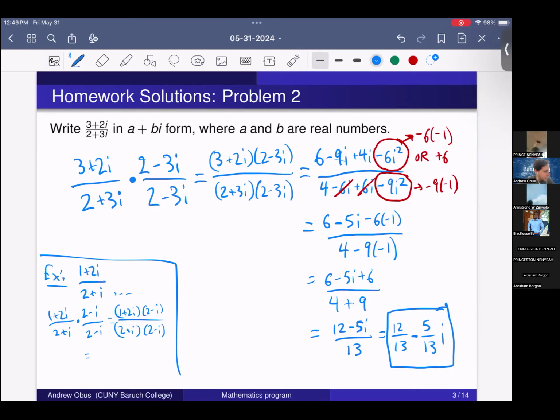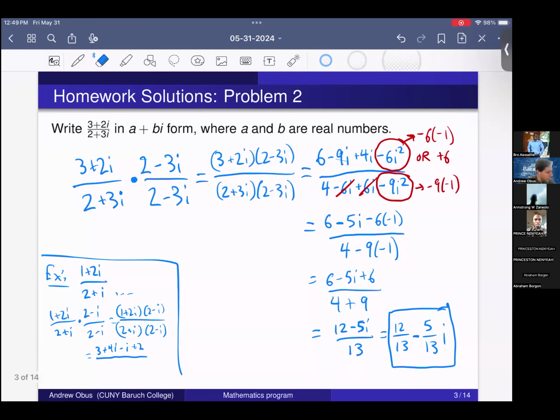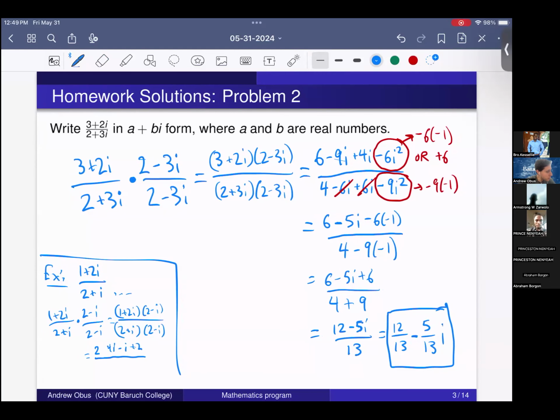And if you do this all out, this ends up becoming 3 plus 4i minus i, and then plus 2. Sorry, 2 plus 4i minus i plus 2. And then in the denominator here, we end up getting 4 plus 1, and this simplifies to 4 minus 3i divided by 5. And you see, again, we have the same right triangle of 3, 4, and 5 here.